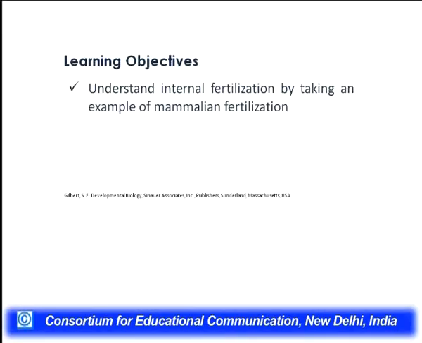Today we will take up the example of mammals and talk about internal fertilization. The learning objectives of this session are to understand internal fertilization by taking the example of mammalian fertilization, and we will also take up another relevant topic, polyspermy, where more than one sperm fertilizes an egg. In certain cases this is not the norm, so to avoid this, certain mechanisms have been adopted, and we'll talk about the different mechanisms to block polyspermy.